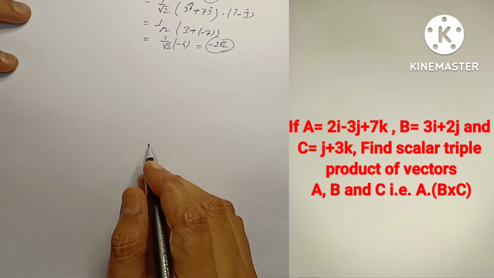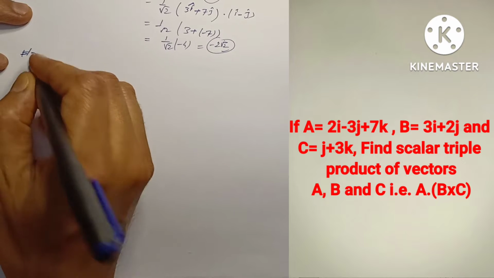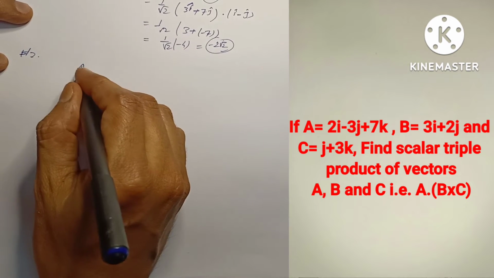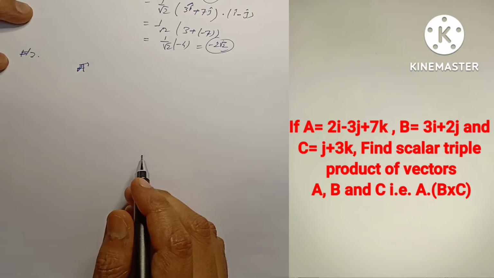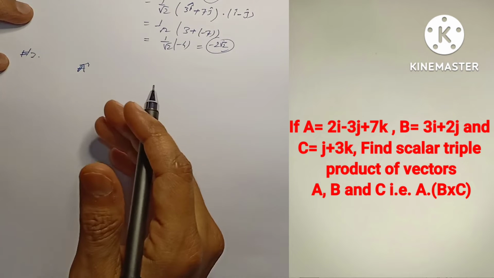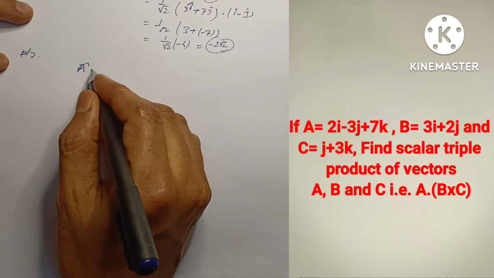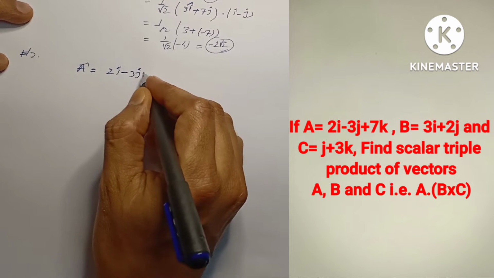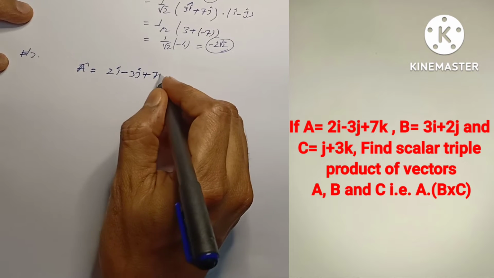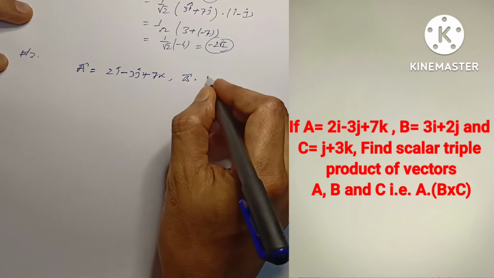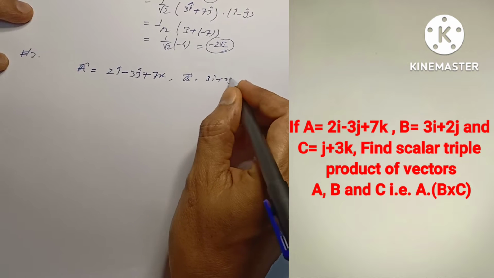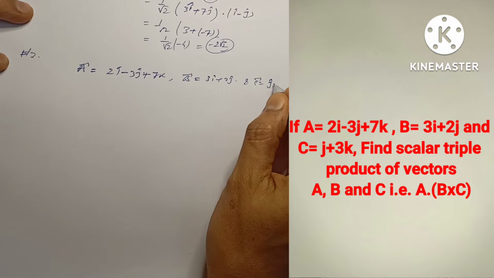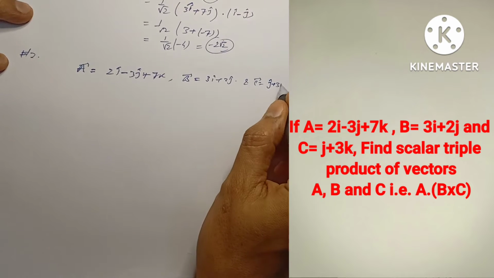So now problem number 2. Here, A vector is 2i cap minus 3j cap plus 7k cap, and B vector and C vector are given. Find A dot B cross C. So how can we get this? A vector equal to 2i cap minus 3j cap plus 7k cap, B vector equal to 3i cap plus 2j cap, and C vector equal to j cap plus 3k cap.